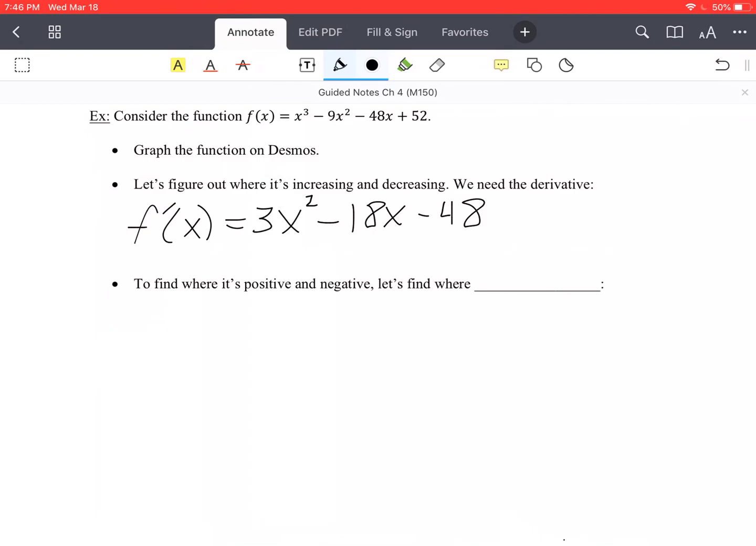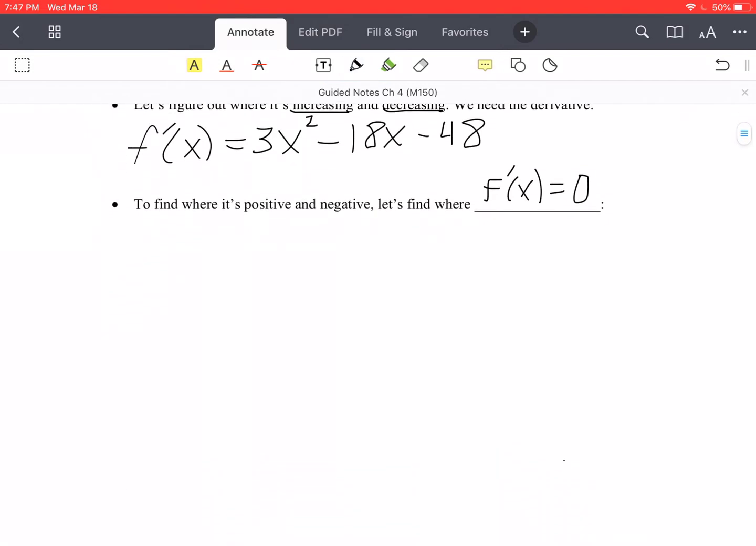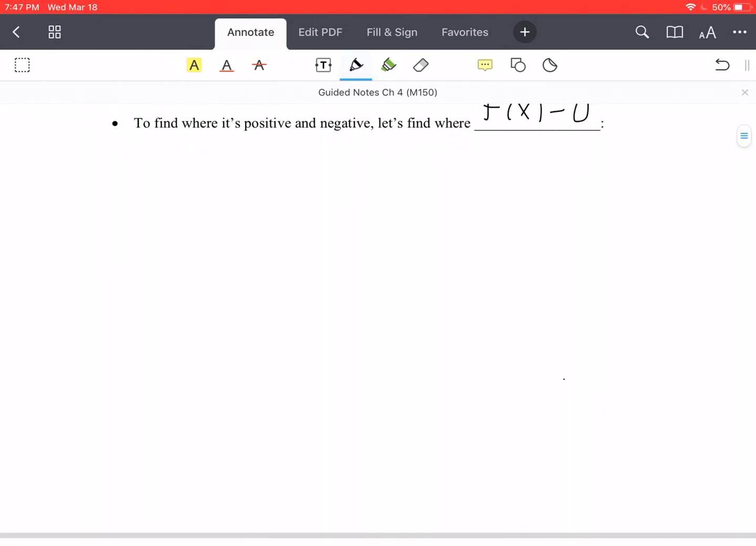Okay. So when we're looking for where the function is increasing and decreasing, remember increasing and decreasing are talking about where the derivative is positive or negative. So to find where it's positive and negative, instead of trying to just plug in every possible point, let's find the points where the derivative f prime of x equals 0. If we find the points where it's 0, then that means all the points other than these should have either a positive or a negative value. So scroll down a bit here. We're going to find where the derivative is 0.